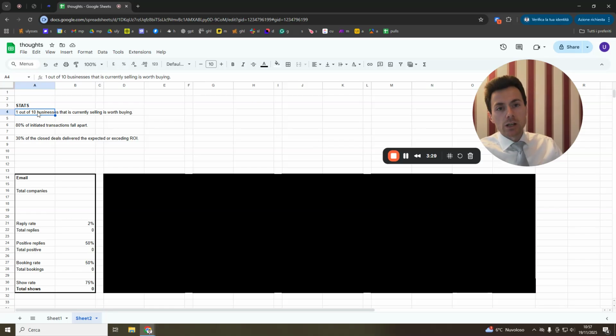And again, you can adapt this if you want to make this case study a little bit more stringent. Feel free to do so. You can just adapt the figure and make it 1 out of 25, 1 out of 50, 1 out of 100, and play the math using these figures.